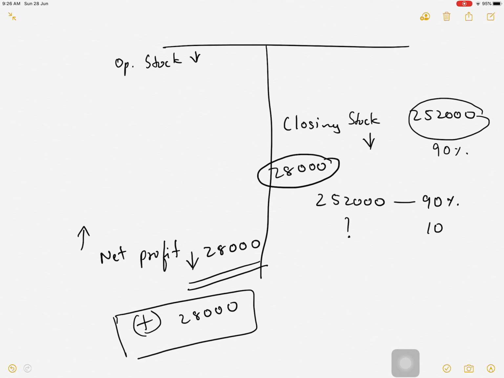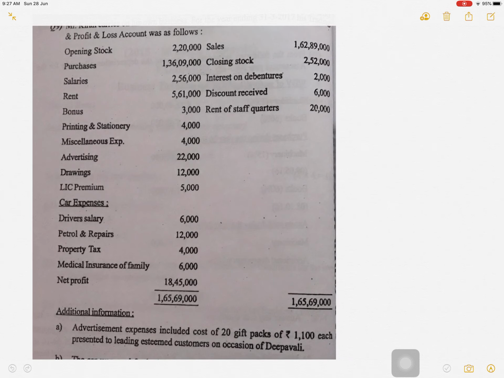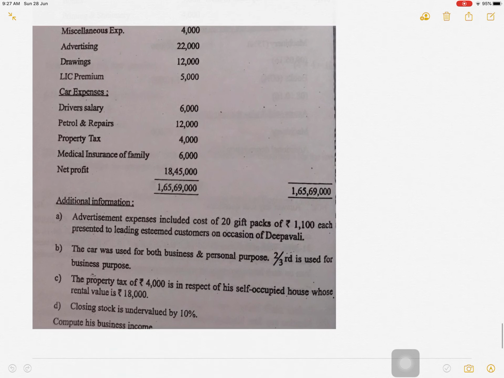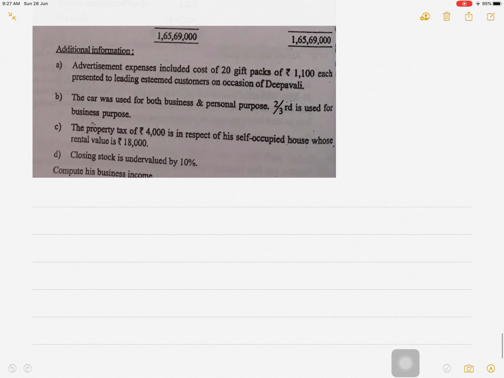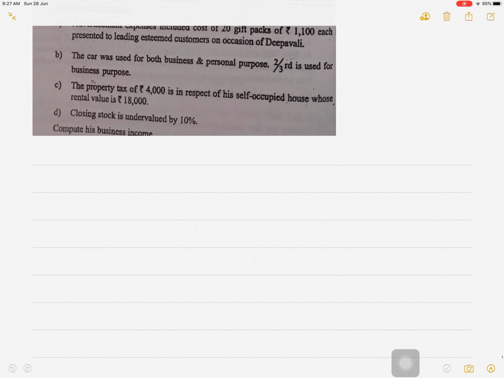So in this case, closing stock is undervalued by 10%. So 10% comes to 28,000. So you will add 28,000 to net profit. Okay? That was the last adjustment. Compute his business income. So only business income you are supposed to compute. Okay?